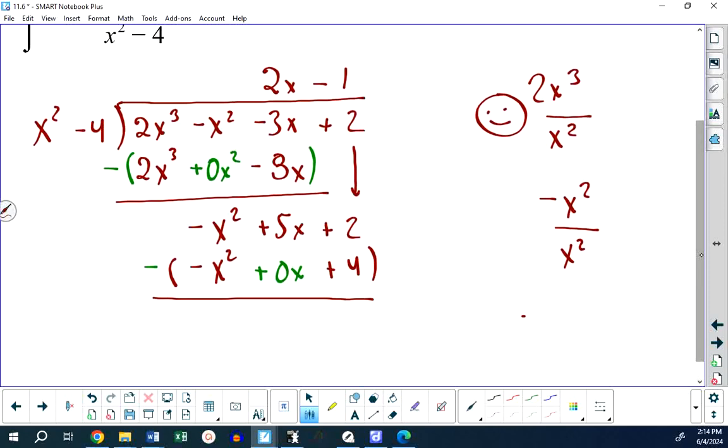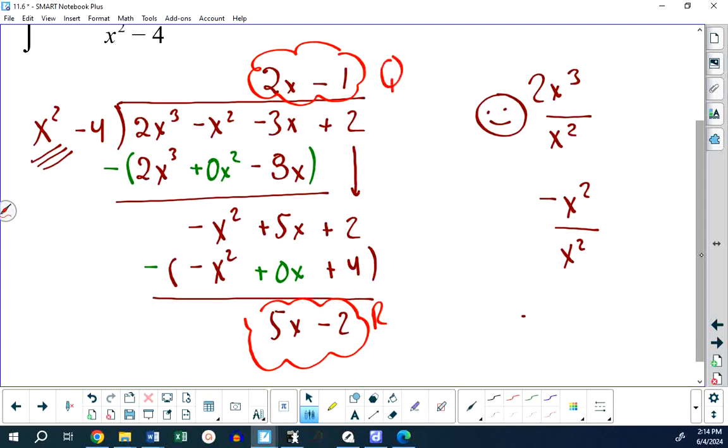We get negative x squared minus negative x squared is nothing. 5x minus nothing is 5x. And 2 minus 4 is negative 2. So we are done with the division, not just because we've hit the end of the line here, but because this degree is now higher than the degree of what we're trying to divide into. So we're done. What does that mean? It means this is the remainder. This is the quotient.